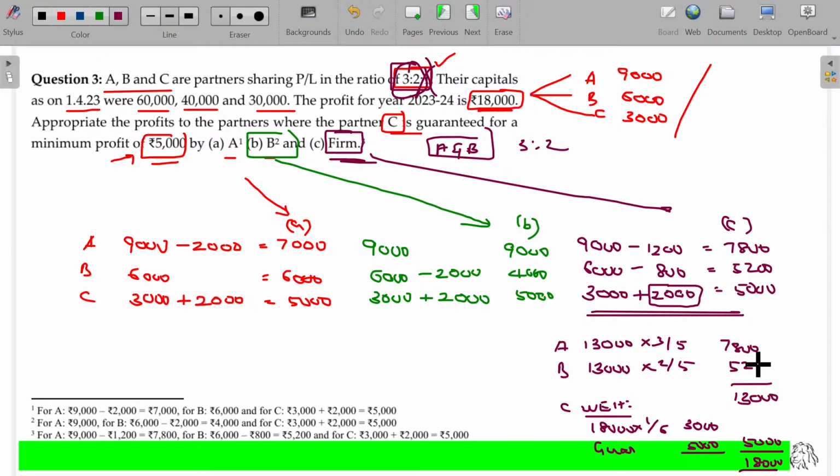Firm guaranteeing means, first of all, you have to pay the guaranteed partner. The balance left over will be shared by the remaining partners in their own ratio. 3:2:1, leave the guaranteed partner's one share, so 3:2 is the ratio. You can share the remaining balance between these two using the 3:2 ratio. Clear? I hope you will be able to understand now. Shall I move on to the next one?